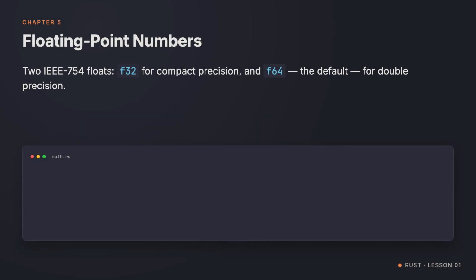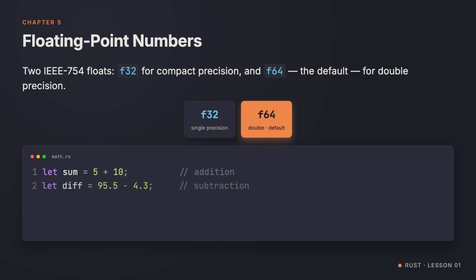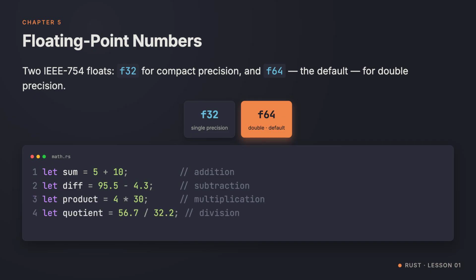For numbers with fractional parts, Rust gives you two floating point types, f32 and f64. Both follow the IEEE 754 standard. The default, f64, offers double the precision of f32, and on modern CPUs, the performance difference is negligible. Addition, subtraction, multiplication, division, and the remainder operator all work just as you'd expect. Just remember, floating point math is inherently imprecise, so avoid it when exact values matter.